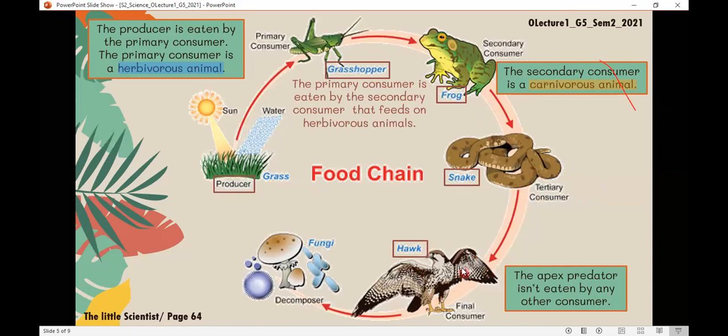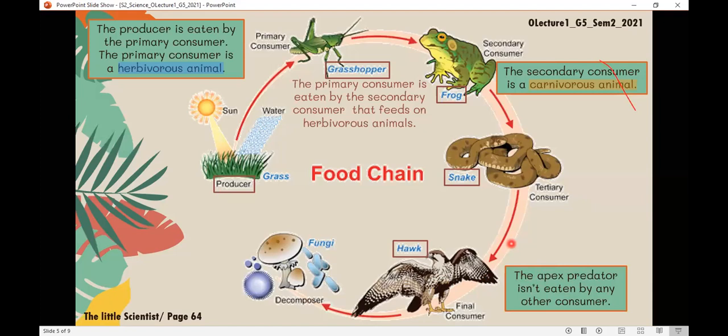The apex predator, the last one, is not eaten by any other organism. There are organisms in nature that aren't eaten by anyone. No one eats them. So the hawk in here is the last consumer and it is the apex predator. This means that it is not eaten by anyone.